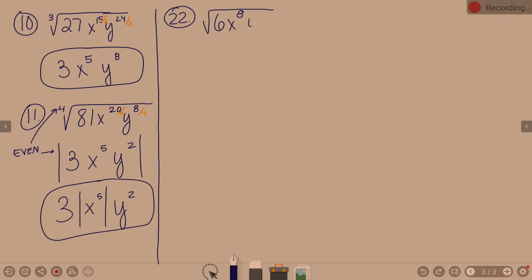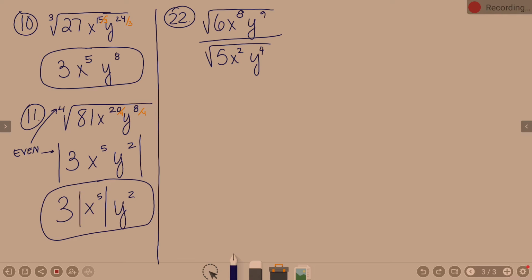Square root of 6x to the 8th, y to the 9th, over square root of 5x squared, y to the 4th. Let's see, recommendations on 22. Because I see x's and y's on top and bottom, because it's a fraction, I would start by trying to divide anything I can. Okay? I would start by trying to divide anything I can.